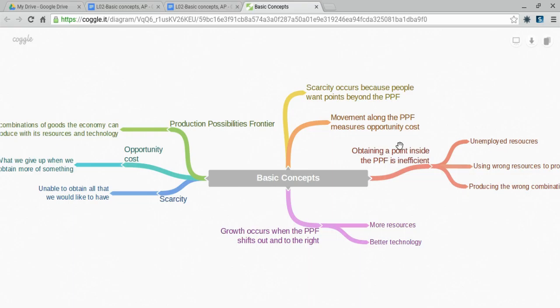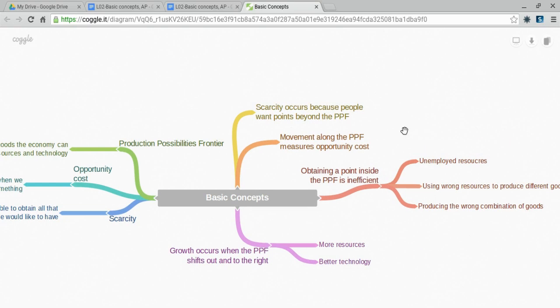Finally, the frontier allows us to illustrate and talk about efficiency and inefficiency. Obtaining a point inside of the frontier is inefficient. People want to have more stuff, so we certainly want to be sure that we got as much stuff as we can given our resources and technology.